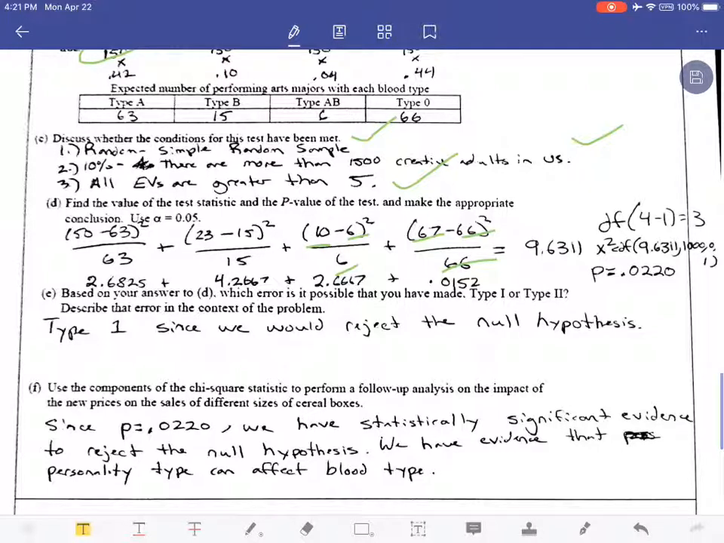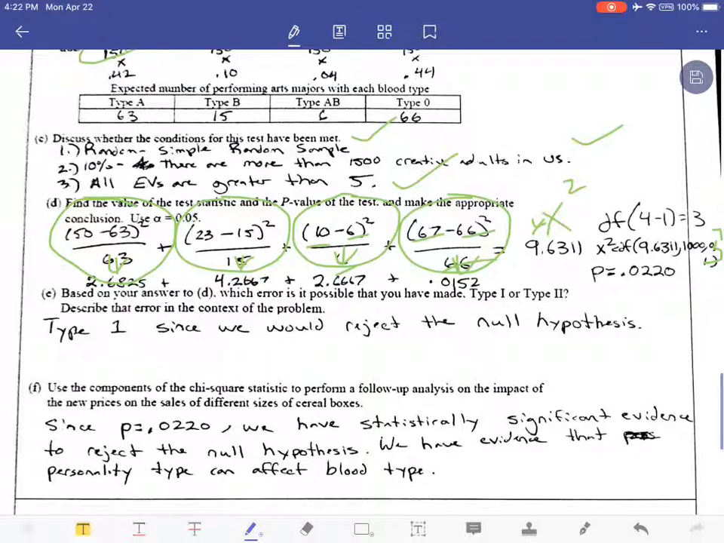Again, probably the easiest and most accurate way for you to calculate this is just to do each one of these individually in your calculator, because it's going to be hard to put that in the calculator all at once. If you mess up one thing, you're going to have to go back and change it. So I just recommend doing those individually and then adding them up at the end, which gives us a chi-squared value of 9.6311. Remember, our degrees of freedom is going to be 3 because we take our number of categories minus 1. So we do 4 minus 1, which gives us degrees of freedom of 3.